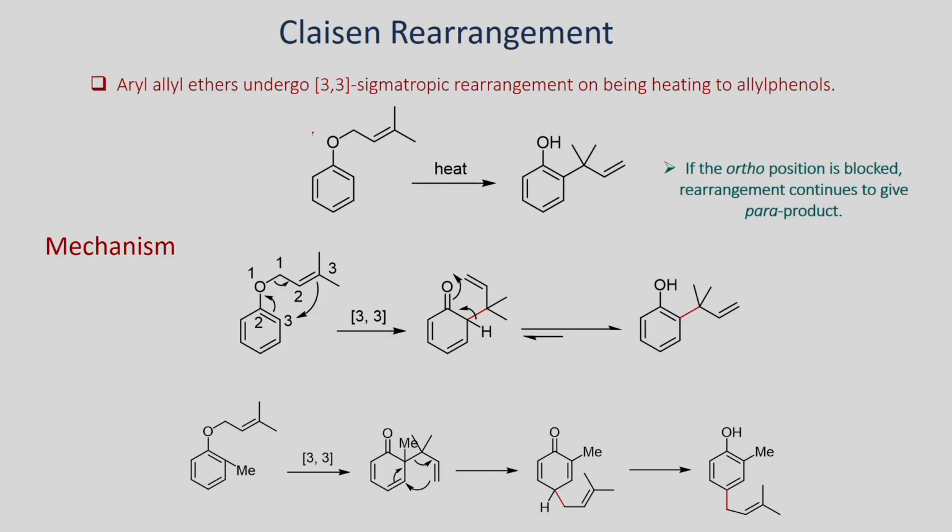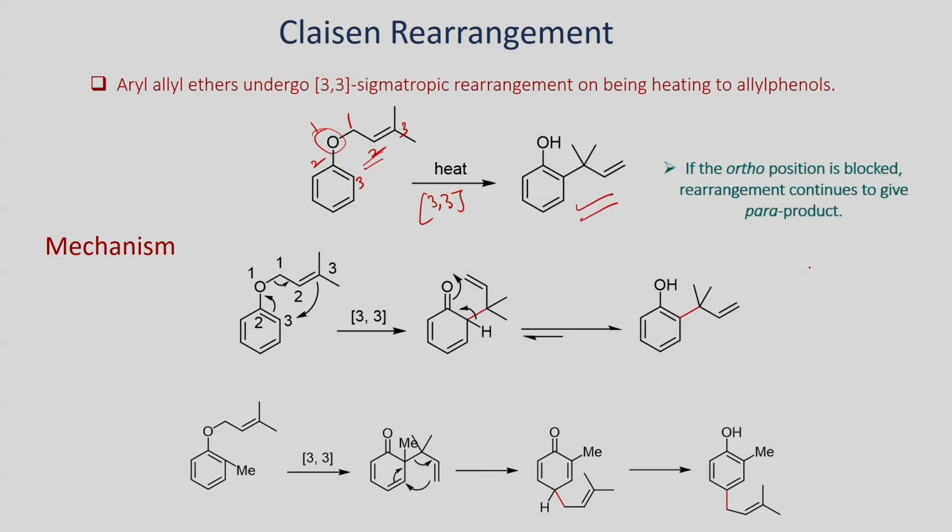Now, let us look at the rearrangement of functional group from oxygen. Here the Claisen rearrangement is shown. When you have this aryl allyl ether and you heat it, it can undergo 3,3 sigmatropic rearrangement as shown here, and you will be able to get this compound.